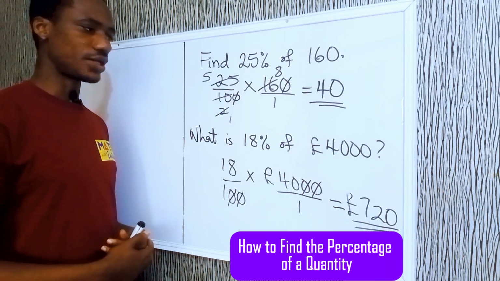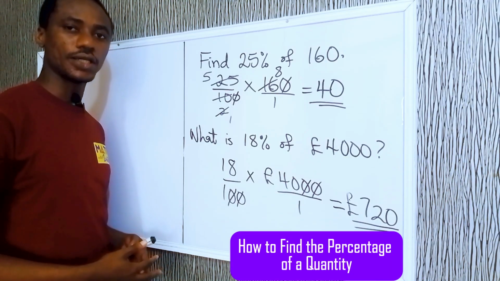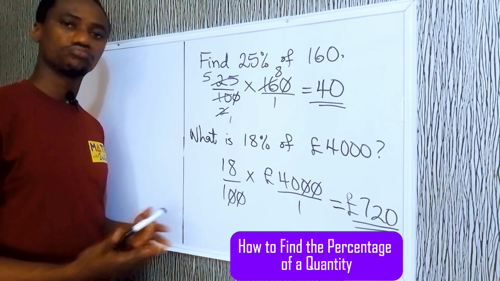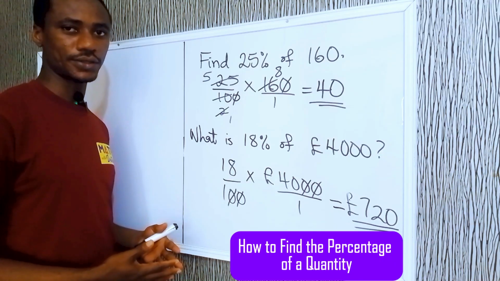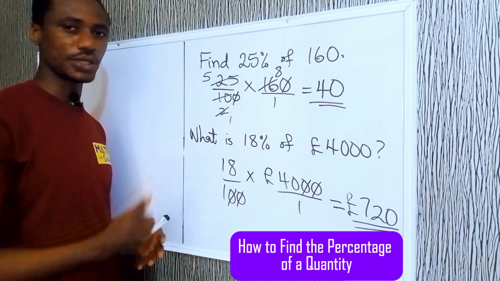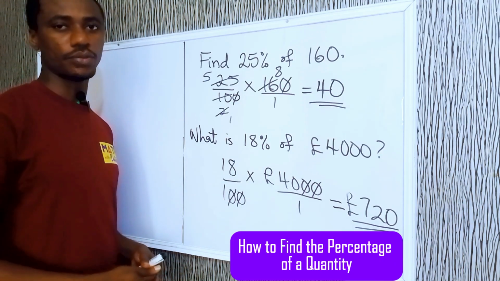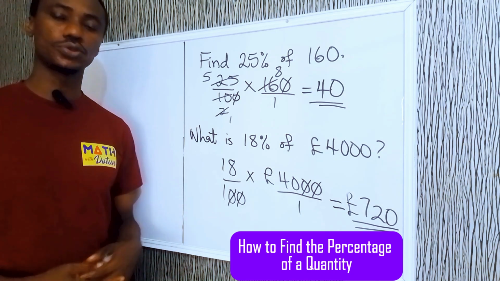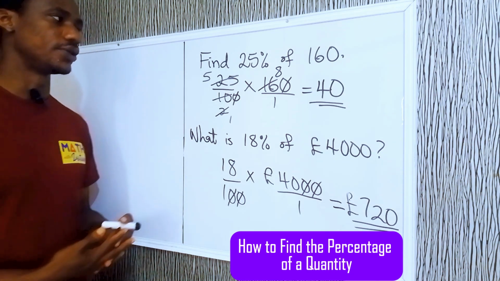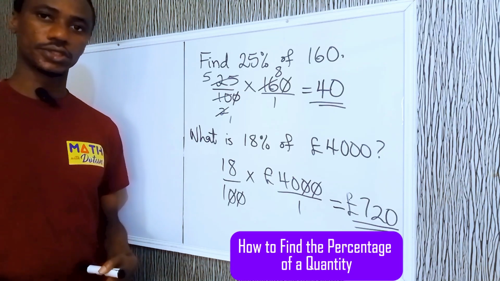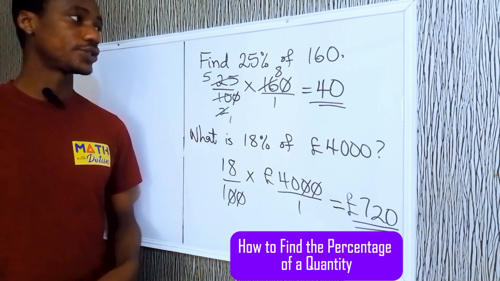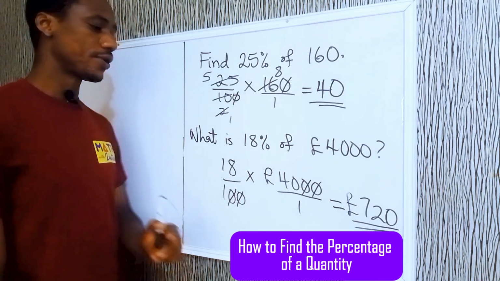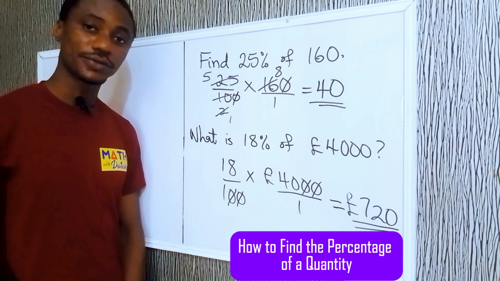Okay, so let's say you have a deal with mommy, and then mommy says, I'm going to give you 10% of whatever it is. So you know how to calculate it. So just do 10 over 100 times the money or the quantity, the amount. Okay, that is how to simplify and find the percentage of a quantity. Right? So 25% of 160 is 40. 18% of 4,000 pounds is 720 pounds.